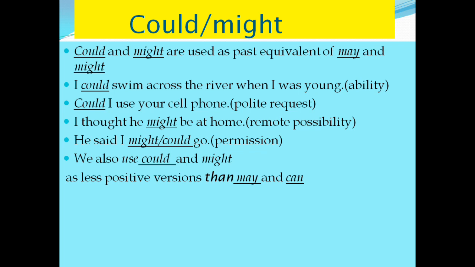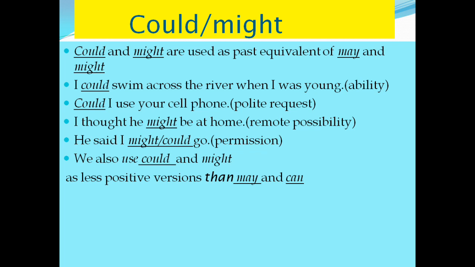For example, as a past tense, could: I could swim across the river when I was young. This is ability, but past ability. For example, I say, I can swim across the river. As a young man, I have the ability to cross the river while swimming.